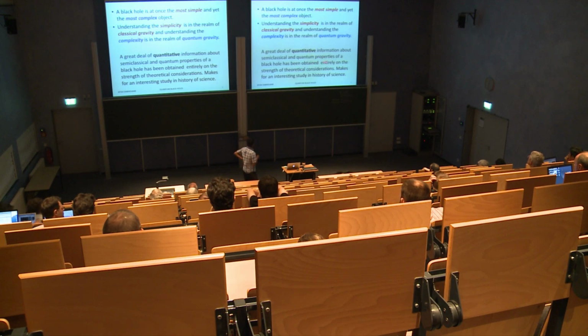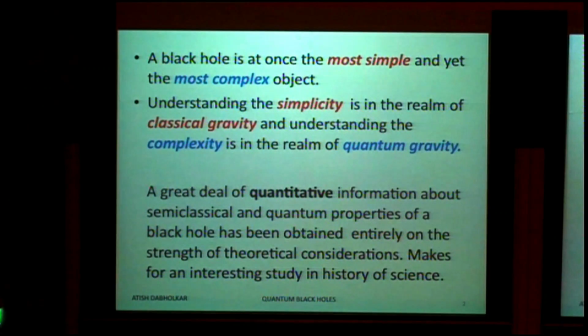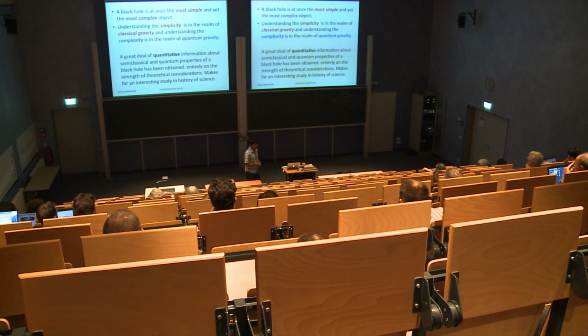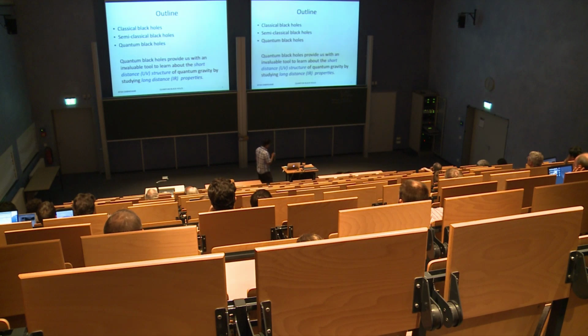And a great deal of quantitative information about semi-classical and quantum properties of a black hole has been obtained entirely on the strength of theoretical considerations. And this makes for an interesting study in history of science. Just as in the case of even the classical black hole, people proceeded pretty much following Einstein's equations before much evidence was there for its actual existence. So the outline of my talk is that I will just very briefly remind you about classical black holes, semi-classical black holes, and then describe quantum black holes.